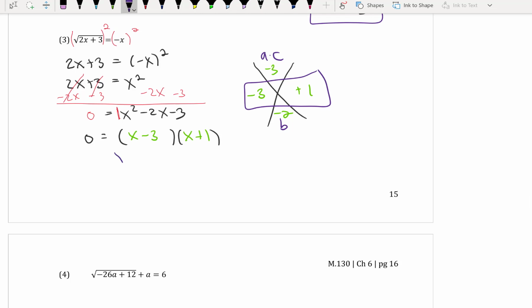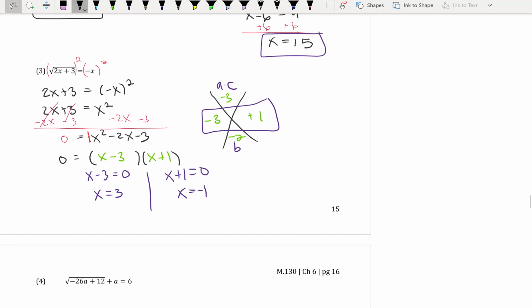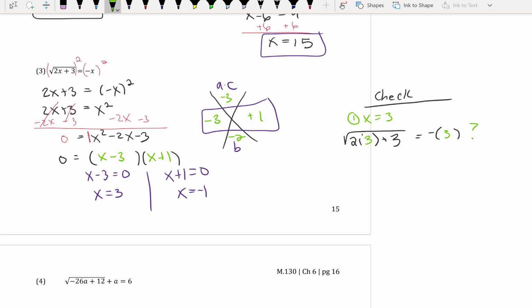So now when I split it up, I have x minus 3 is equal to 0, so x is equal to positive 3. x plus 1 is equal to 0, so x is equal to negative 1. So now I'm going to do my check. The first one I'm going to check is that x is equal to 3. So does the square root of 2 times 3 plus 3 equal negative x? And remember, that value that we're plugging in here is 3. Does this work out? Well, let's see.